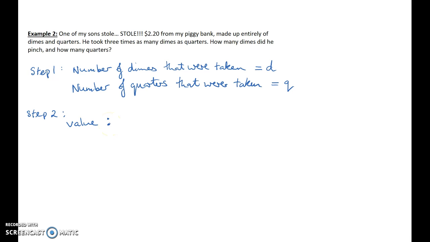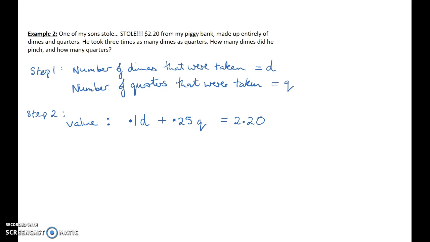Now we know that every dime is worth 10 cents, or 0.1, so we can make it 0.1D, because the dimes are all worth 10 cents, or 0.1 of a dollar. And quarters are worth 0.25, so 0.25Q. And we say the total value was $2.20. So if we're talking about the value of the money, it's $0.1 for a dime and $0.25 for a quarter.